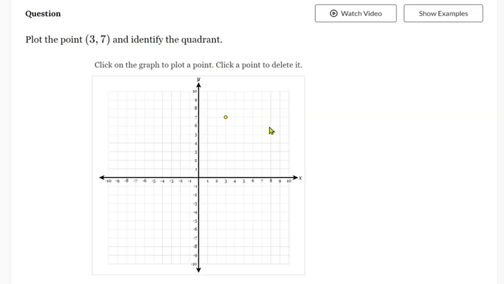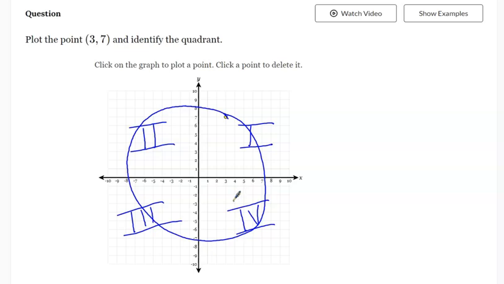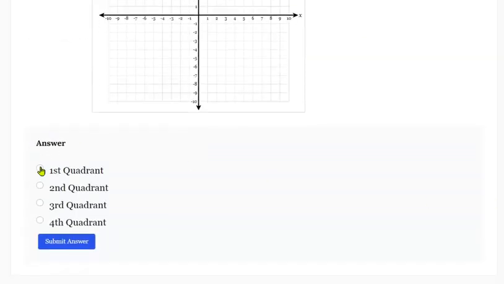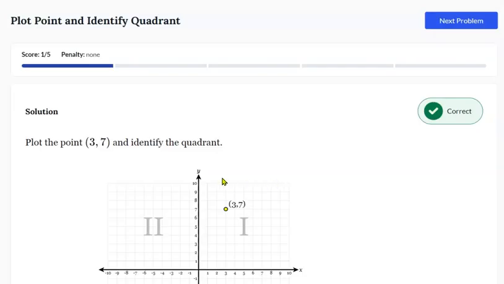Notice the location of this point and its relationship to the 4 quadrants. They're written in Roman numerals, and they go in the direction when you're writing a cursive capital C, counterclockwise. So we can see that our point is located in quadrant 1. So when we scroll down, we'll choose the first quadrant. And that's it for the first topic.